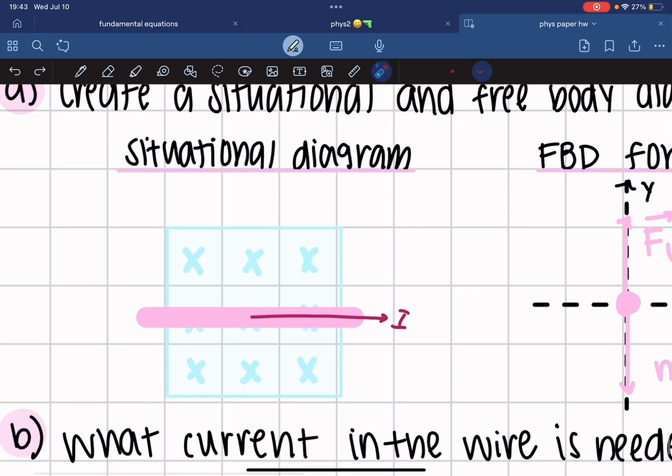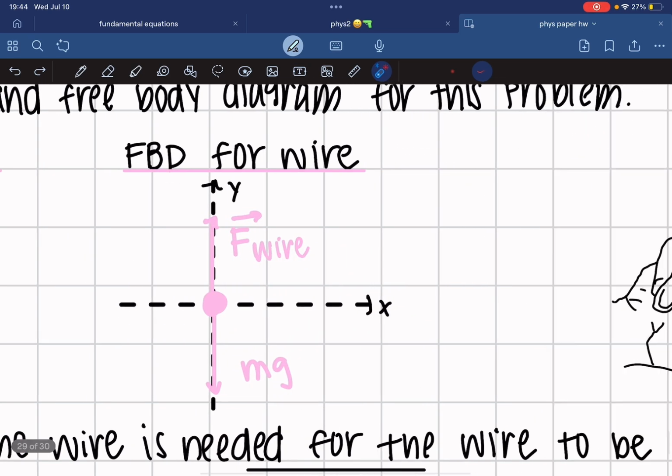This is my situational diagram. The pink line is the wire. I have my current pointing to the right, and the blue X's represent our magnetic field pointing into the page. This is my free body diagram where I have the force on the wire and a weight force.